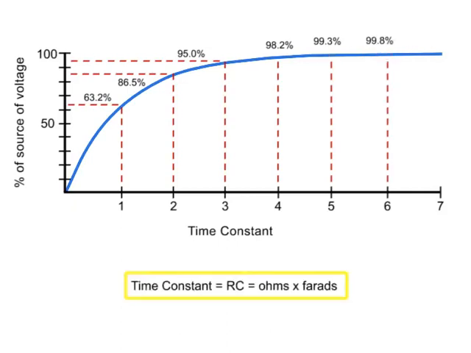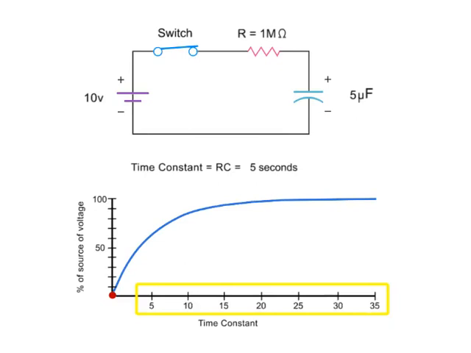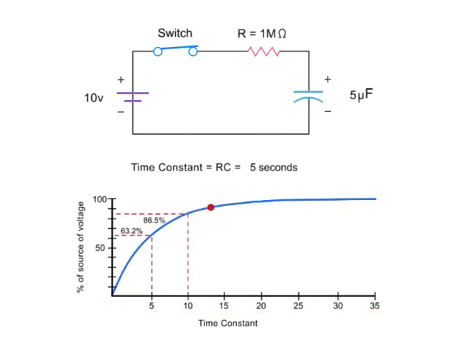A time constant in seconds is equal to the resistance of the circuit in ohms multiplied by the value of the capacitance in farads. For example, in this circuit, if you have a 1 megaohm resistor and a 5 microfarad capacitor, the time constant would be 5 seconds. Therefore, for each 5 seconds of elapsed time, the capacitor will achieve its corresponding voltage percentage until it reaches an effective charge after 5 time constants.